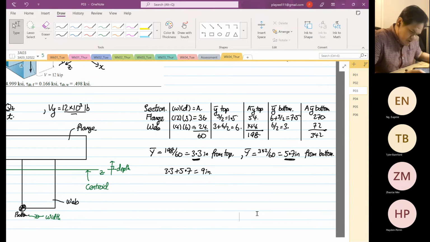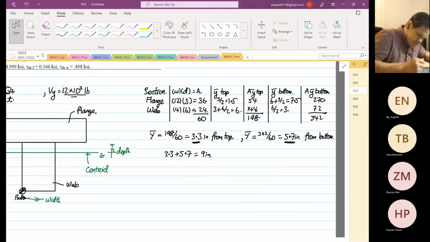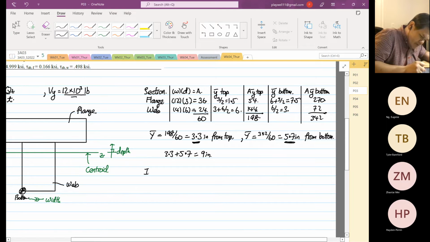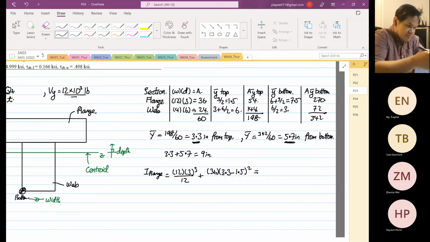Okay. So from here, as I said, I highly recommend you all to do this because now I just need to find my I flange. Even for bending moment, it's the same thing. 12 times 3 cubed divided by 12 plus 12 times 3 times (3.3 minus 1.5) squared is 143.64.